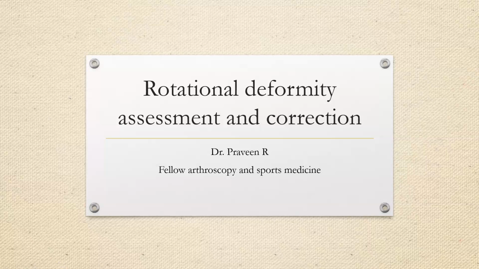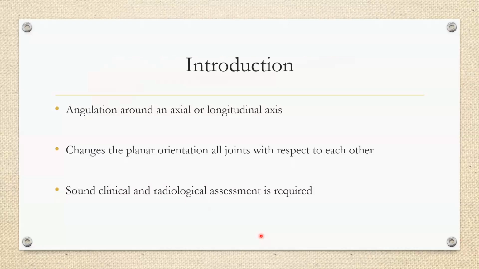Yes, so, morning. I'll be speaking about assessment of rotational deformities and correction, particularly concerned with the lower limb. As we know, rotational deformity is primarily a deformity occurring most commonly along the axial axis of the limb, or rarely can also have a minor component along the longitudinal axis of the limb.